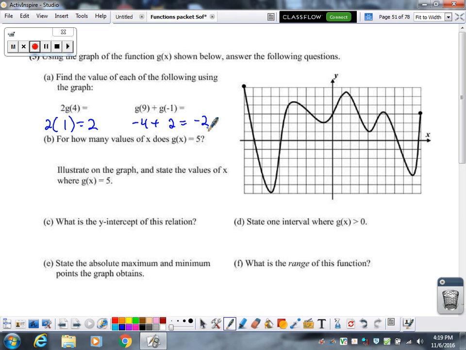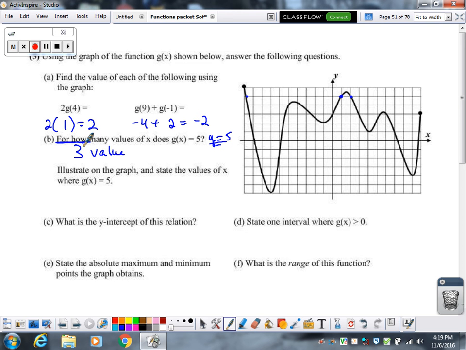For how many values of x does g of x equal 5? So 5 is the y value. 1, 2, 3, 4, 5. I've got 1 there, and I have 1 all the way over here on the left-hand side. So when y is equal to 5, I've got 3 x values. So for how many values? There are 3. Make sure you understand the directions for how many.